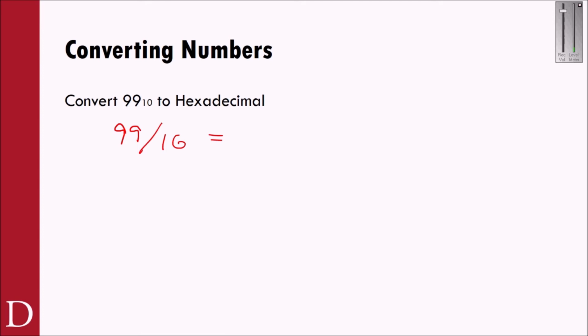So it sounds like 6. So it goes in there 6 times. Let me just check that. 16 times 6. I just don't want to screw that up. 36, 3. So 96 would be 6 of them. So I'll take 6 with a remainder of 3.